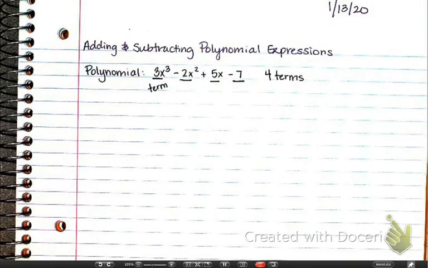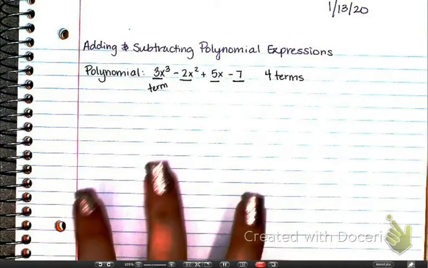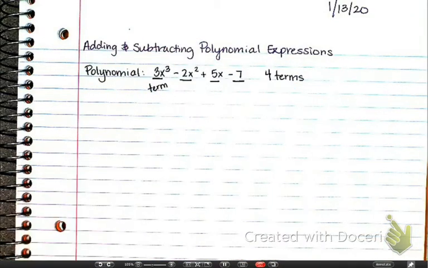Now, if there's only 2 terms, it's known as a binomial. 1 term is known as a monomial. 3 terms is a trinomial. And typically after 3, we just call it a polynomial. But the general classification for anything that looks like this is going to be a polynomial.